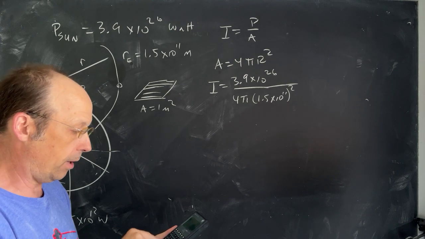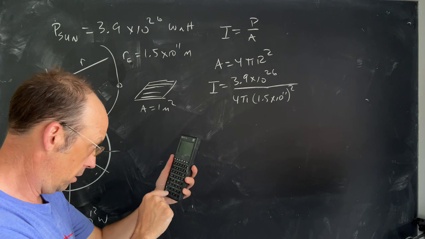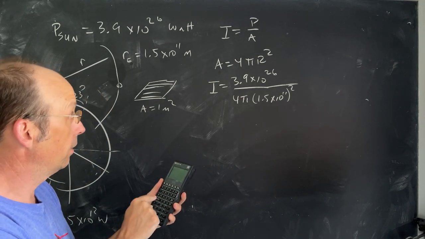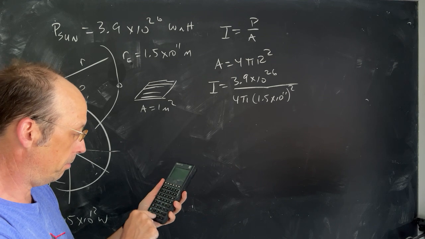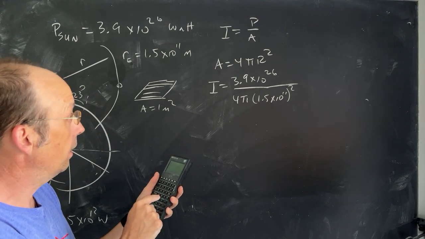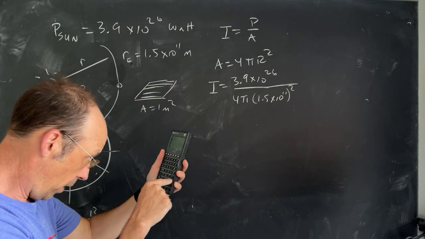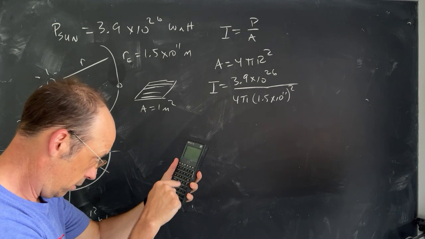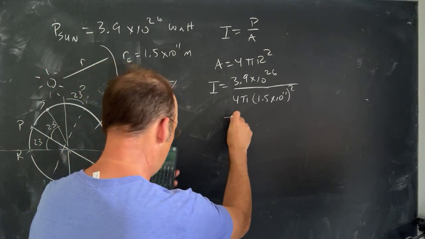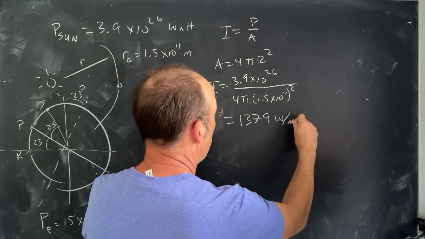So I'm going to enter 3.9 times 10 to the 26, divided by 4, divided by pi, divided by 1.5 times 10 to the 11th, squared. And I get an intensity of light at the Earth of 1379 watts per meter squared.